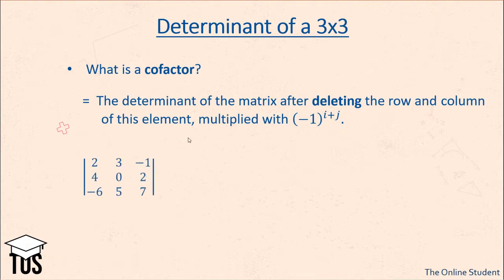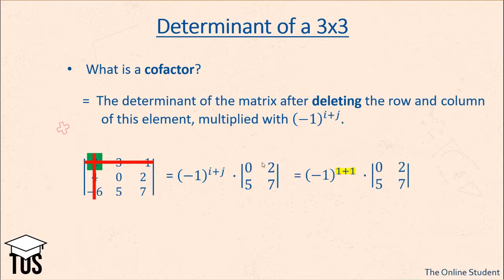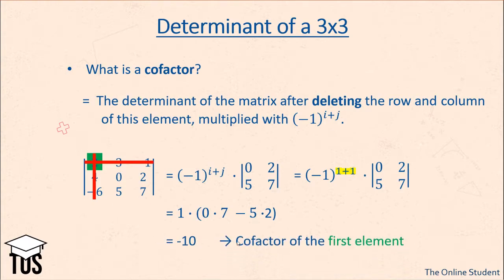Let's look at a quick example. We want to find the cofactor of this first element, 2. Well, we delete the row and we delete the column, and we calculate the determinant of what is left. And we multiply it with -1 to the power of i plus j. Our element is on the first row and first column, so this is 1 plus 1. Now all we have to do is simplify this, so this is equal to 1, and the determinant of this 2x2 matrix is equal to 0 times 7 minus 5 times 2. This is of course equal to -10, and this is the cofactor of our first element.